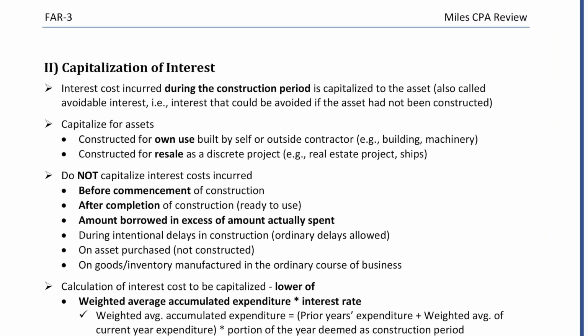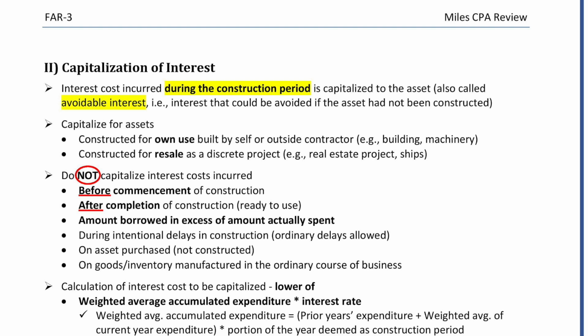On page 16, we're looking at capitalization of interest for self-constructed fixed assets. So it says interest cost incurred, highlight, during the construction period. And they need to be capitalized into the asset because that's, highlight, avoidable interest. The third bullet there, circle the "not" because you do not capitalize interest costs incurred, underlined, before, so that's before commencement of construction, and underline after, that's after completion of construction.